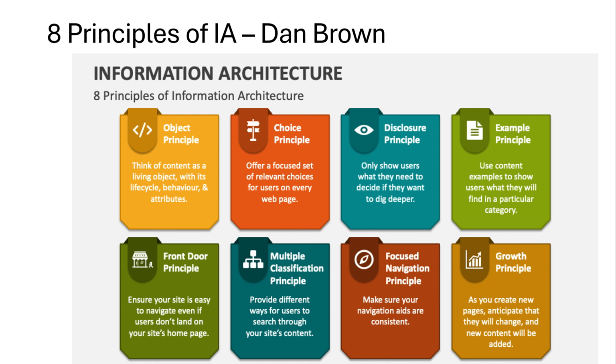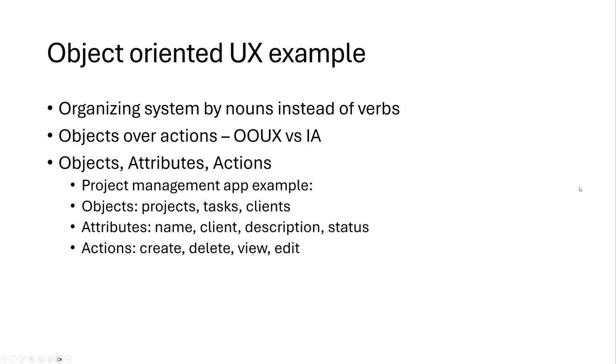If you're more interested in more information about these, there's a lot of articles out there. If you just search 8 principles of information architecture. You can also, I believe it's free online to get Dan Brown's initial publication where he explains it a little bit more as well. So here's an example I wanted to show for object-oriented UX. So if there's any programmers around, object-oriented, that rings a bell.